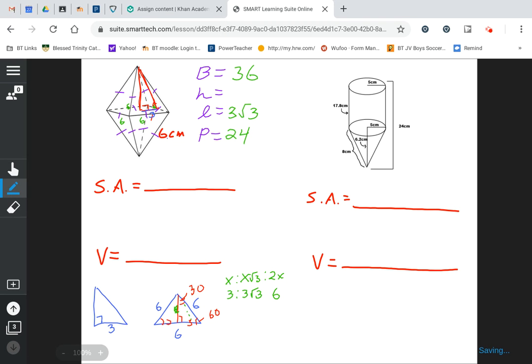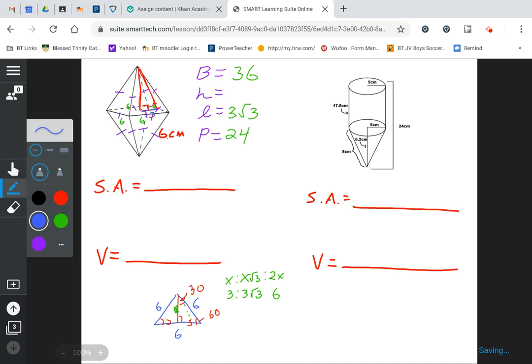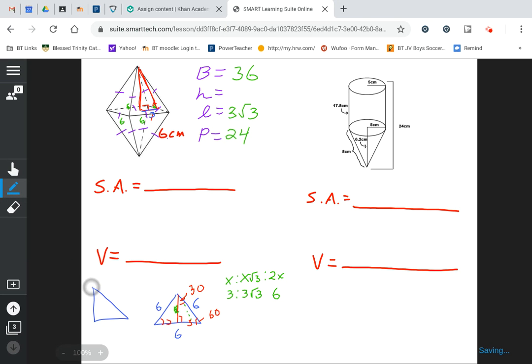So I have L. I have the 3. So this is now 3 root 3. I'm sorry, that's not right there. I wrote it in the wrong spot. L is 3 root 3. Let me redraw my triangle here. That part's 3. That's L, which is now 3 root 3. And we need to figure out H.